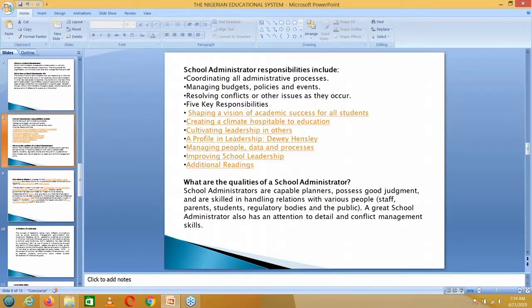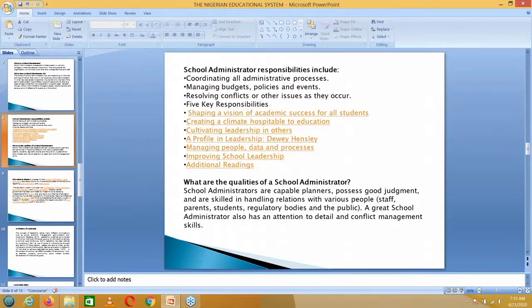There are different events in the school. There are different policies. There are different budgets. In some schools, they have a welfare package for their staff, for their teachers. It's the same administrator that will be in charge of this. It also helps to resolve conflicts or issues that may occur within the school premises. Conflicts between staff, conflicts between the students, everything centered on the school administrator. He is just there as a point of reference for any issue that might occur within the school.